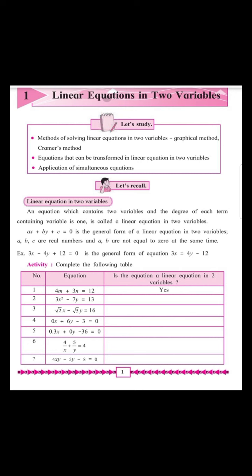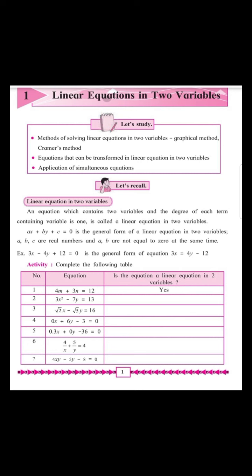Now see the fourth. 0x plus 6y minus 3 is equal to 0. Is this a linear equation in two variables? No. Why? Because the first term 0x becomes 0. That's why one variable will be cancelled. And the remaining equation is only 6y minus 3 is equal to 0, which means there is only one variable, that is y, and so this is not a linear equation in two variables. This is a linear equation but only in one variable, not in two variables.